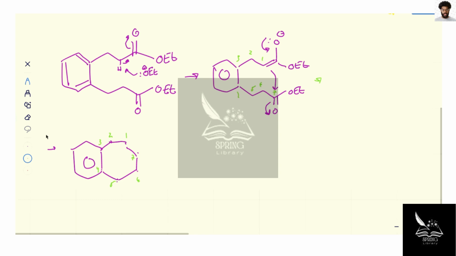Okay, we know that carbon 1 has a single bond to a carbon, a double bond to an oxygen, and a single bond to an ethoxide. Okay, we know that carbon 7 now has an alkoxide as well as a bond to an ethoxide.